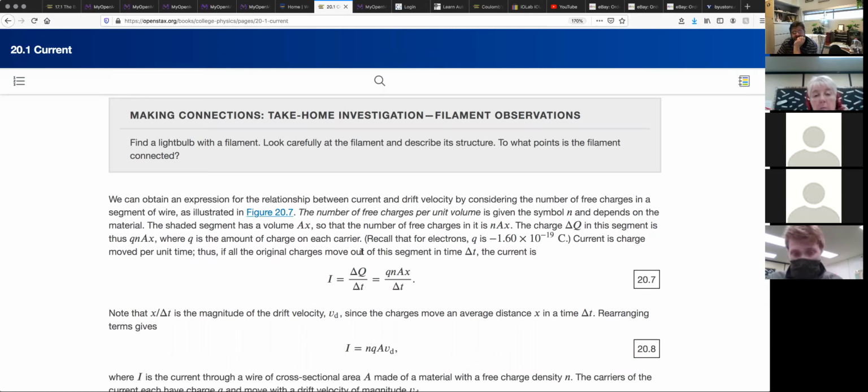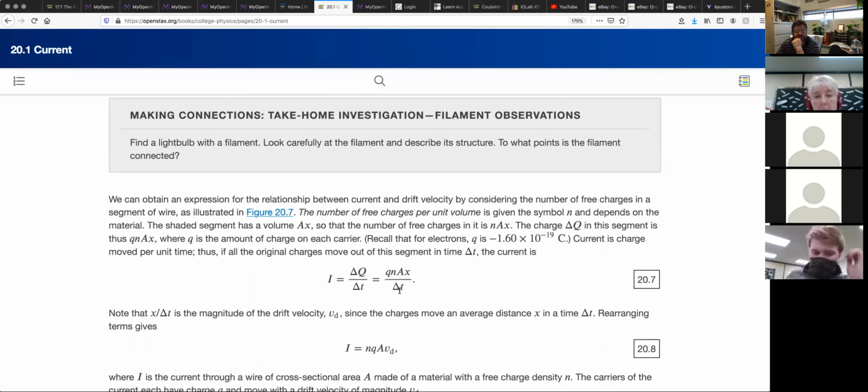There is an equation that can actually relate the drift velocity to the current. So if you have a certain amount of current in a certain situation, you can calculate that drift velocity. We actually talk about it in more detail later on, but here they give us the equation, and it ends up being fairly complex. You have this q, this n, this a, and this x and delta t, and all of it is important.